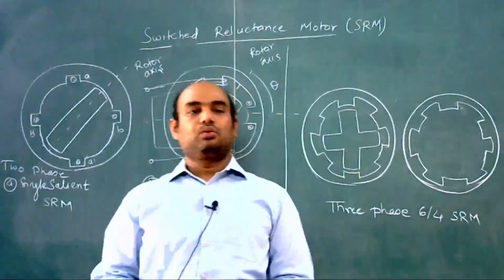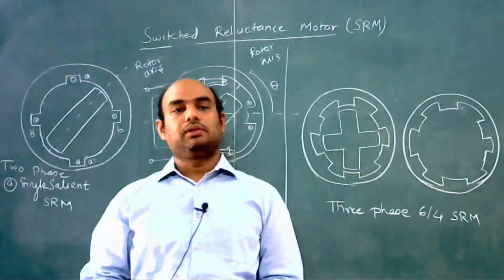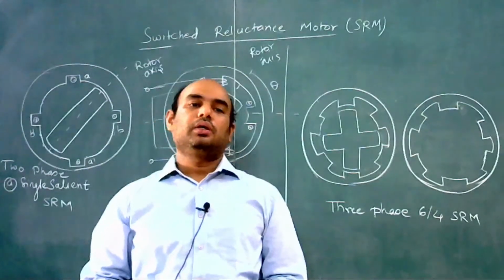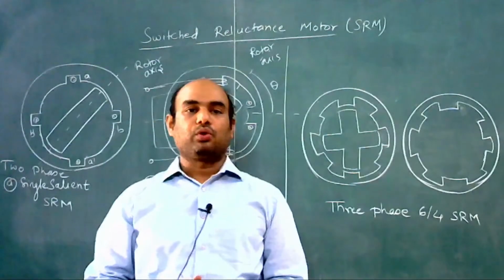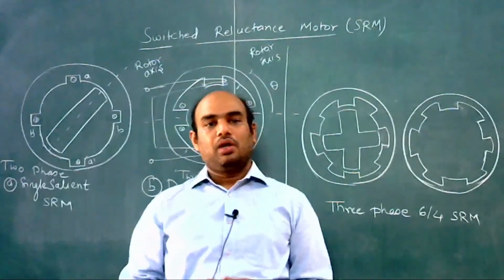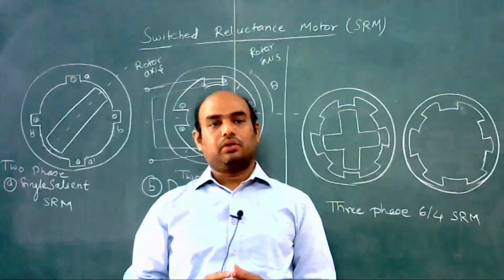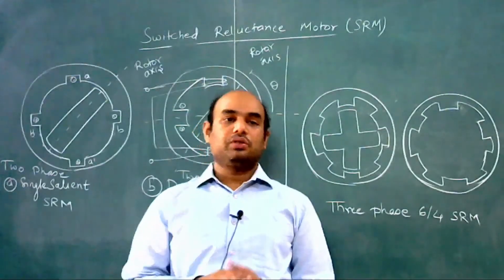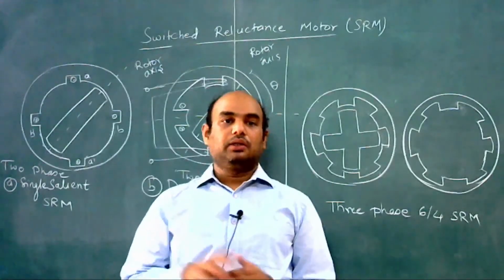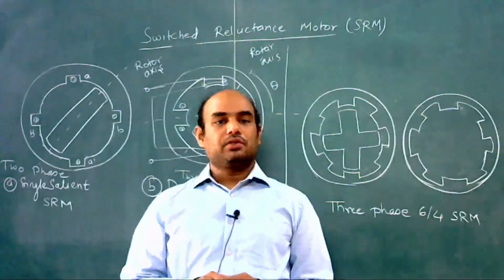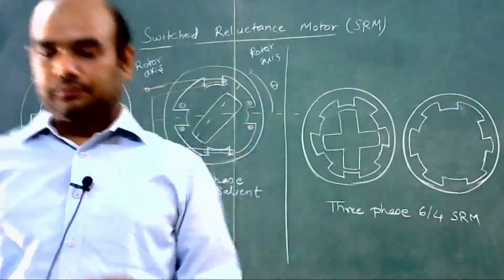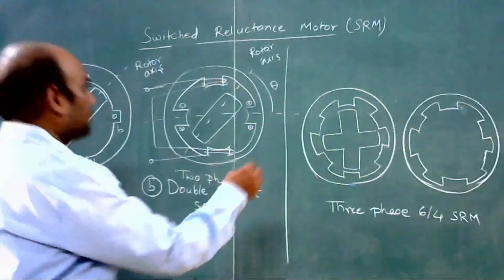Good afternoon, everyone. So today we will study the switch reluctance motor, or variable reluctance motor. These are a special type of motor which works by switching the current when there is a change in reluctance, or a change in inductance. It is also known as the variable reluctance motor.